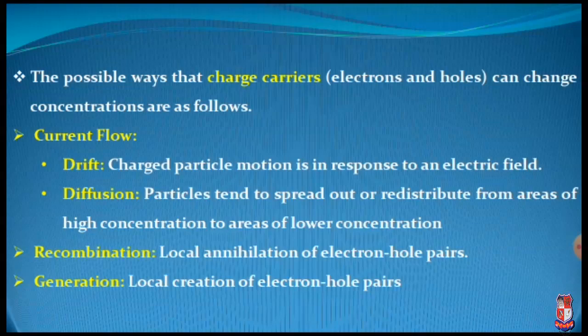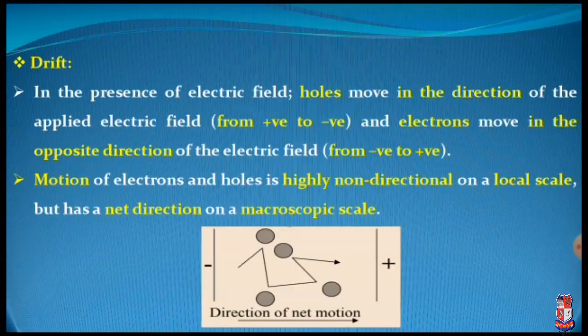Number 2, the possible way that charge carrier concentration can change the excess amount, is recombination, in which electron and hole pairs recombine, also known as local annihilation. Then generation, the local creation of electron and hole pairs. The major criteria for the present study are drift and diffusion. So what is drift?